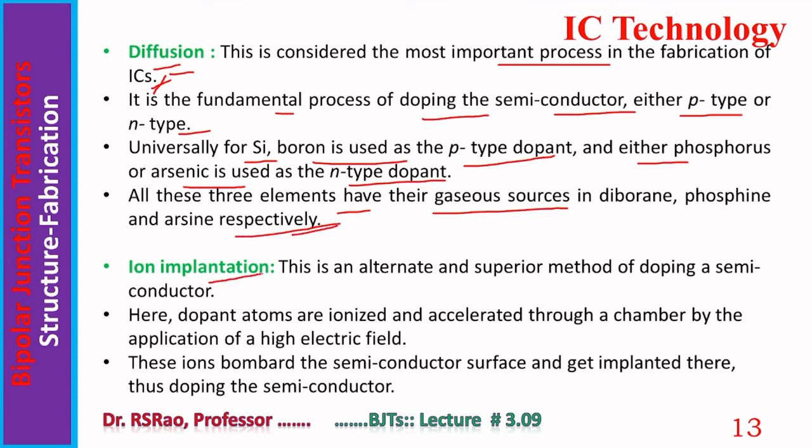Lastly, ion implantation. This is an alternate and superior method of doping a semiconductor. Here, dopant atoms are ionized and accelerated through a chamber by the application of a high electric field. These ions bombard the semiconductor surface and get implanted there, thus doping the semiconductor.